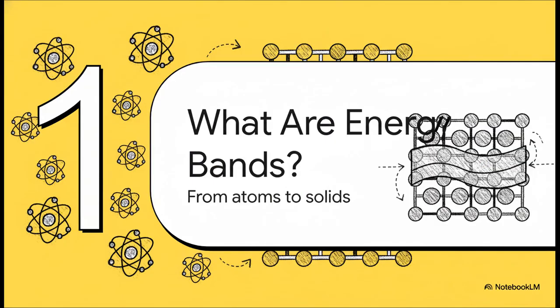All right, to get to the bottom of this, we need to zoom way, way in. We're going to see what happens when you go from just one single atom, all by itself, to what happens when billions and billions of them get packed together to form a solid material. This is where the magic happens, where individual energy levels transform into what we call energy bands.